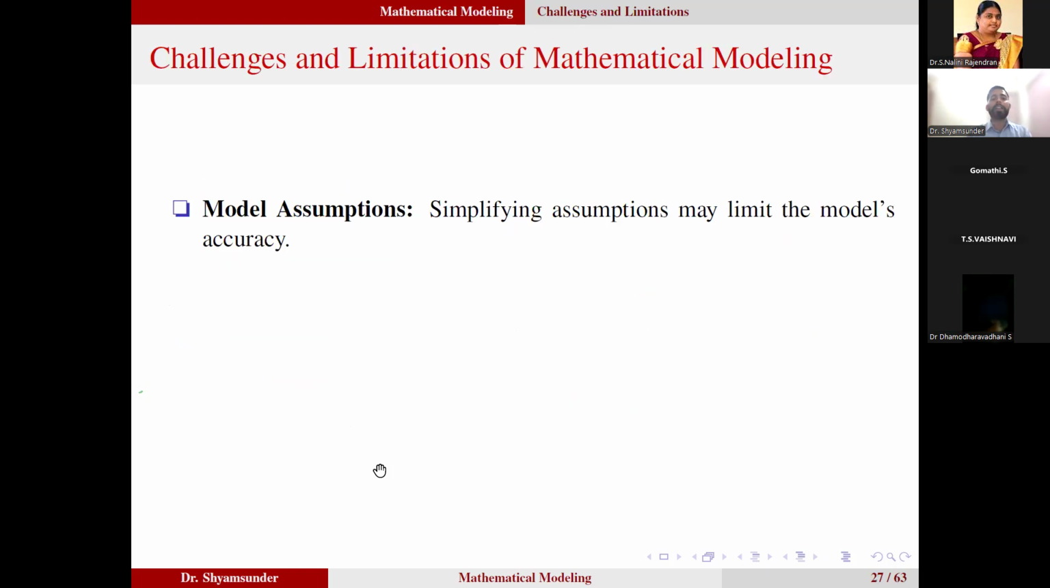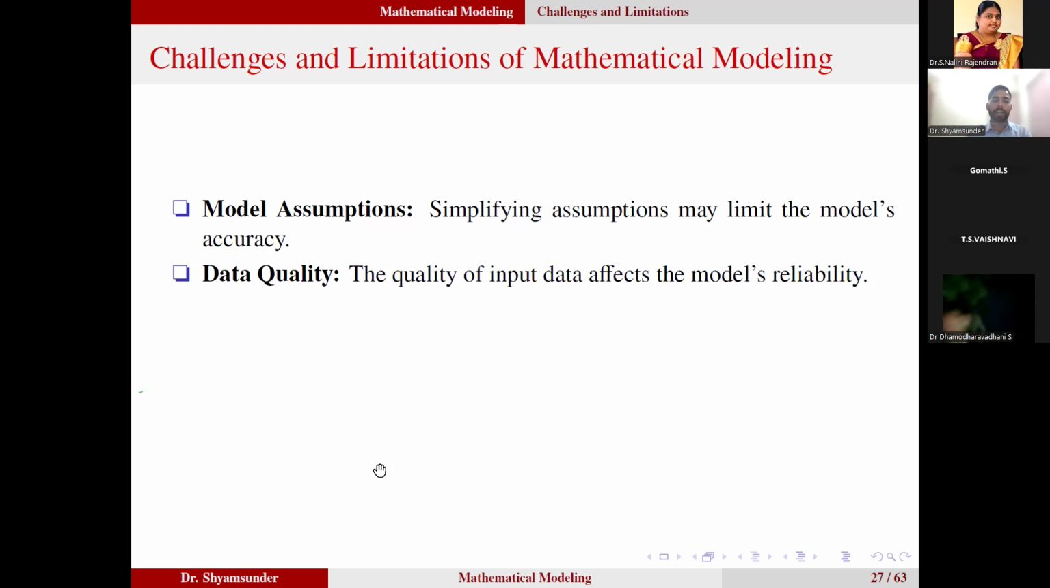And the limitations of mathematical modeling. The first is model assumptions: how to make assumptions and then check the model. Sometimes we make assumptions, but the results are not good, so we refine the model. We also check the technical solutions. So there are limitations in modeling.